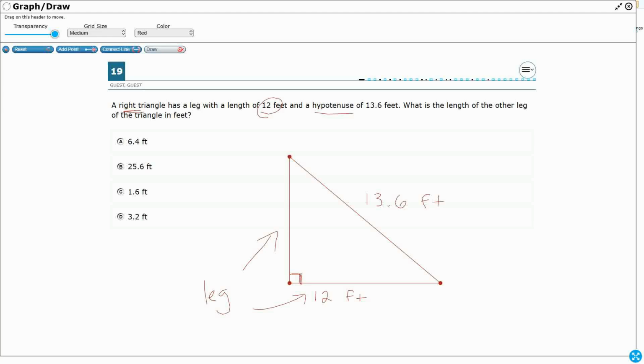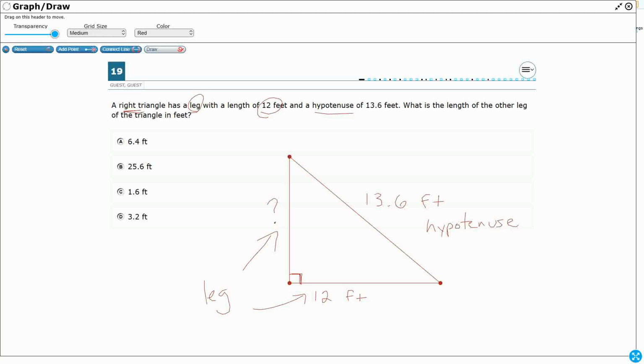Okay, so we need to remember that the legs are the two sides coming off the right angle, and the side opposite the right angle, the diagonal, is always the hypotenuse. So those vocabulary terms are assumed in this problem. You need to know what a leg and a hypotenuse is. We're looking for the length of the other leg, so question mark.